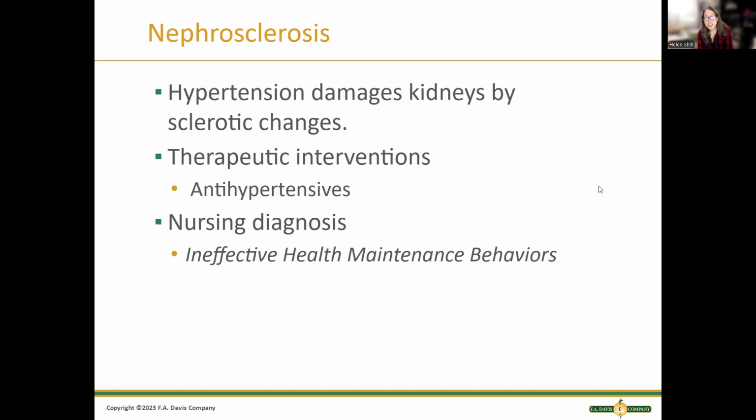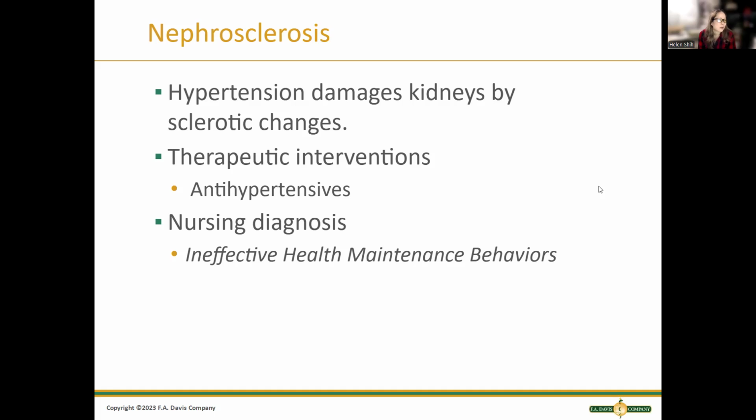Now, moving on to a different disease process, nephrosclerosis. Nephro is kidney, sclerosis means harden. So this is hardening of the kidneys. And this happens because of hypertension damaging the kidneys by sclerotic changes. When there's a lot of pressure in tubes in the body, the tubes will harden in order to handle the higher pressure. However, sadly, the hardening of these tubes also makes the tubes easier to break.